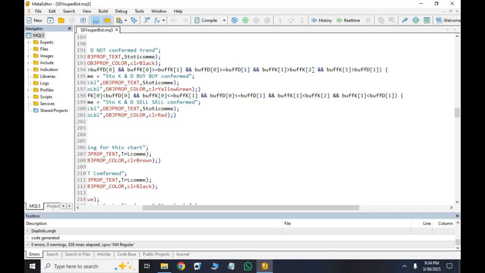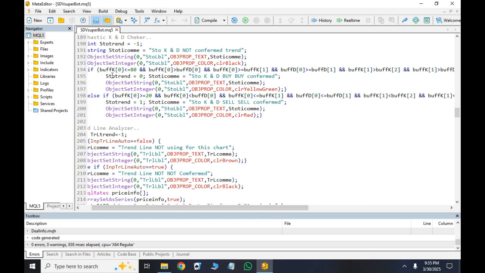If all these conditions happen, previous candle K value should be greater than previous candle D value. If all these conditions happen, trend is 0. That means we can get a buy position. K and D buy confirm. To get K and D confirm, all these conditions should be satisfied.